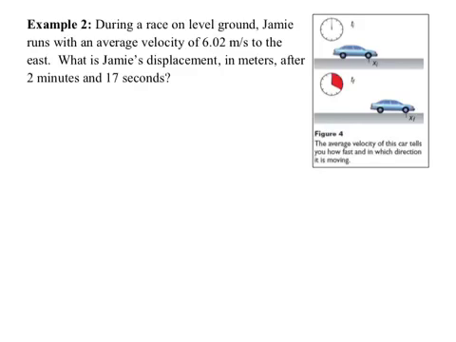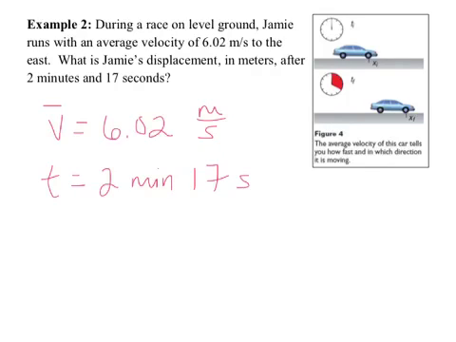Alright, so right away we think to ourselves, okay, we've got an average velocity of 6.02 meters per second. Whenever I think of average velocity, I put a bar over it. The bar over the V just means average. Next it asks, what is her displacement if the time taken is 2 minutes and 17 seconds? And we want to know the displacement.